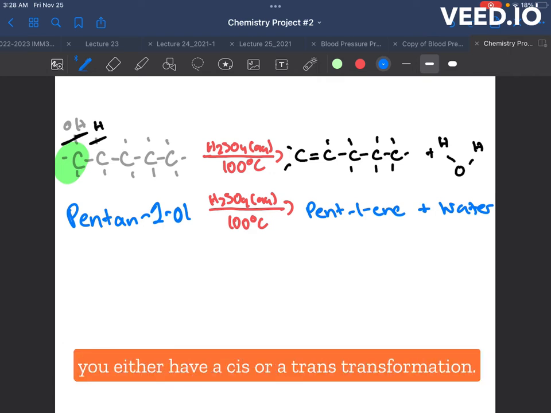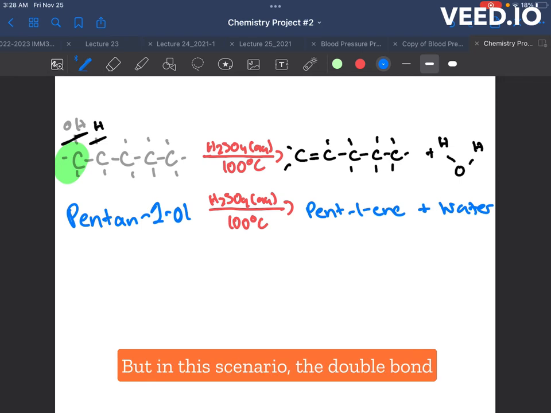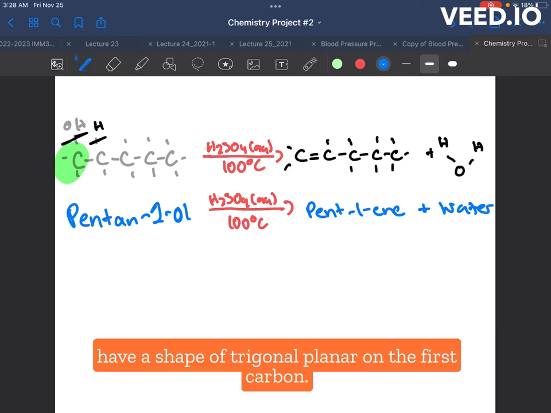Perfect. However, I'd like to remind you that we do have a double bond, and usually when you have a double bond, you either have a cis or a trans formation. But in this scenario, the double bond is connected to a terminal carbon. As such, we have a neither formation, and we have a shape of trigonal planar on the first carbon.